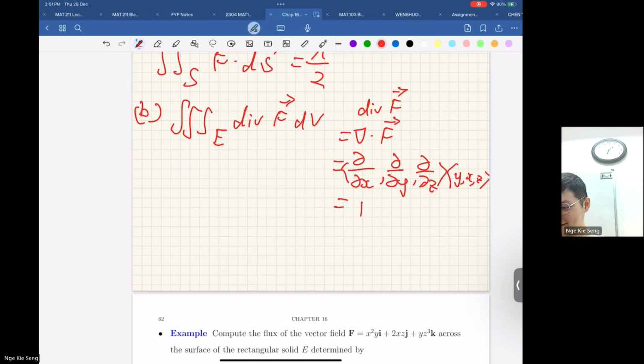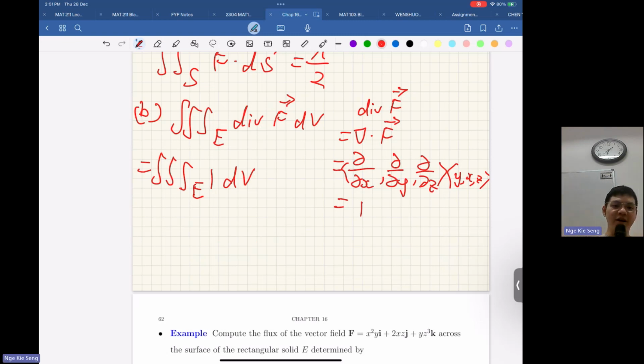So you're doing the integral of 1 dv. Okay, so how do we do this triple integral here? Triple integral. So what to do here?